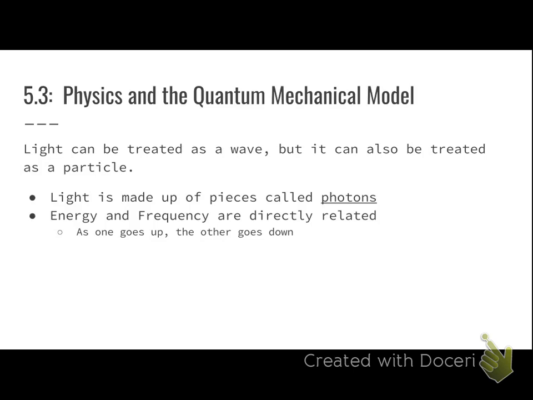Up until now, we've been treating light as a wave, but it can also act like a particle. We can treat the pieces of light as photons. And using this information, we can actually create another equation that relates energy and frequency. Now, as we saw in the previous slide, if we increase the frequency, we increase the energy. And if we increase the energy, then we increase the frequency. And so that means that these two are directly proportional to each other.